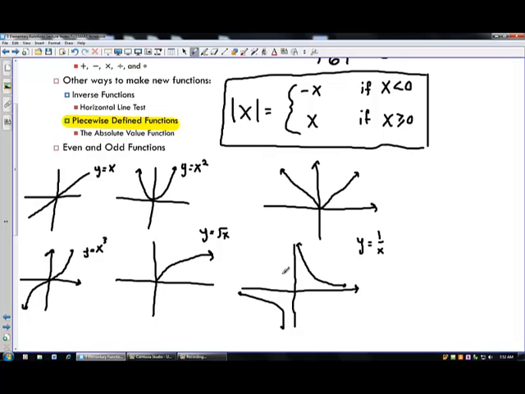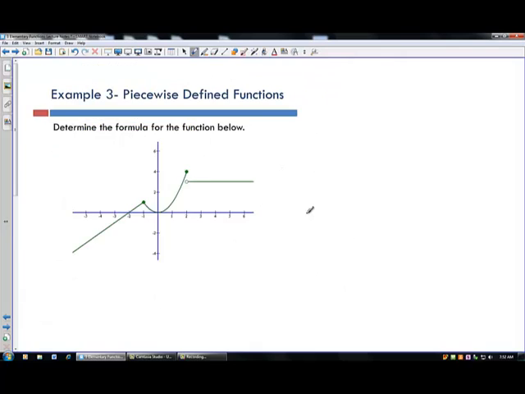So these are sort of the standard graphs of power functions you should be familiar with, along with the absolute value of x at this point. We'll talk about exponential functions later on, and trigonometric functions later on. Let's do one more example with these piecewise defined functions.